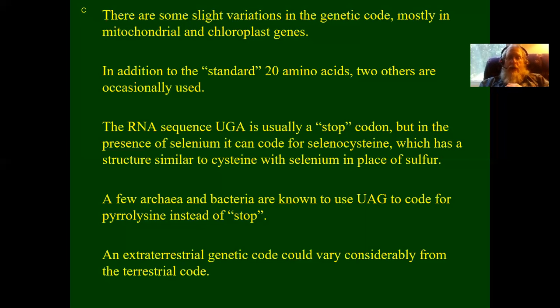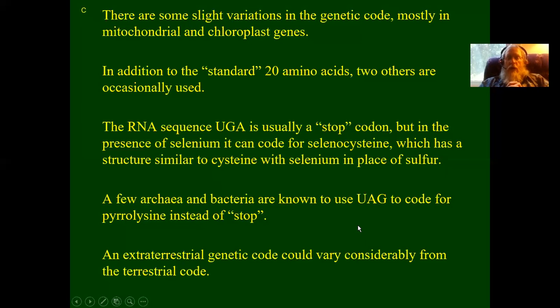But if selenium is available, then it can actually be used to code for an amino acid called selenocysteine, which is normally not used in our amino acids. Cysteine is one of the ones that has a sulfur atom in it, and selenocysteine has a selenium atom where the sulfur was.